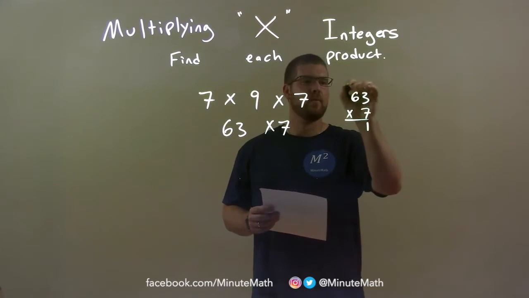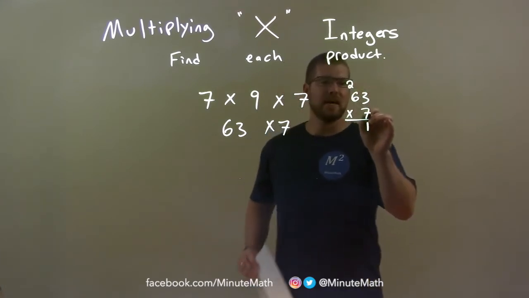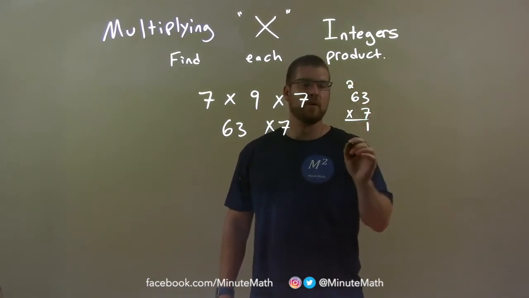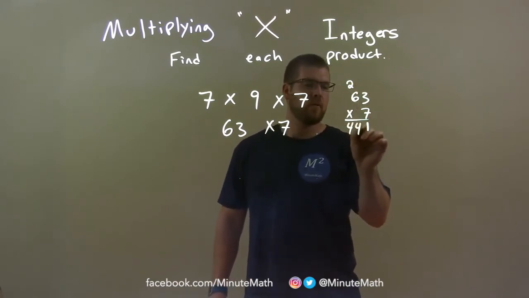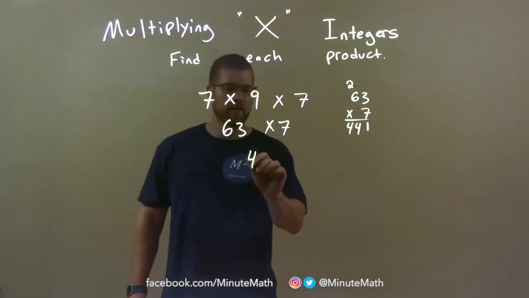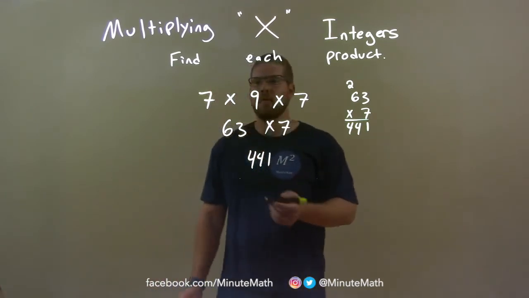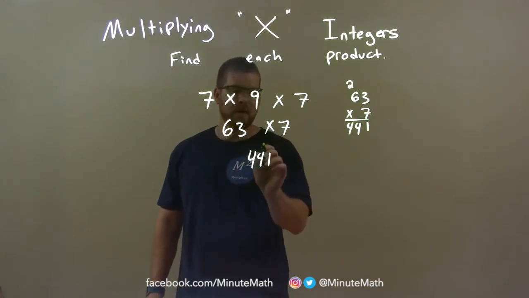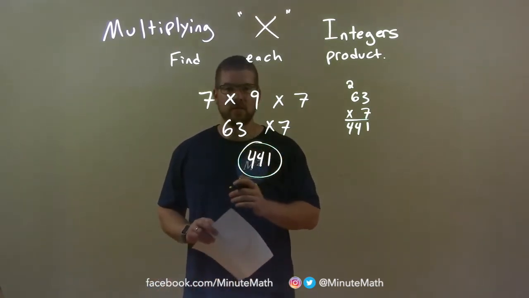So we have 1 here, put a 2. And 7 times 6 is 42. Plus 2 more is 44. So we have 441. Bring that down here, 441. Now we see that we got a positive times a positive times a positive, which will always be positive. So 441 is just our final answer.